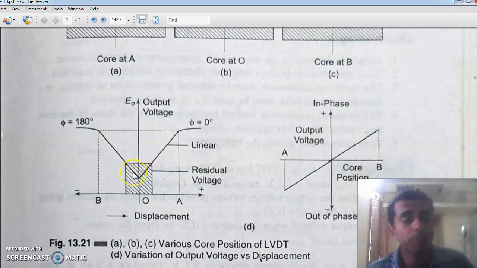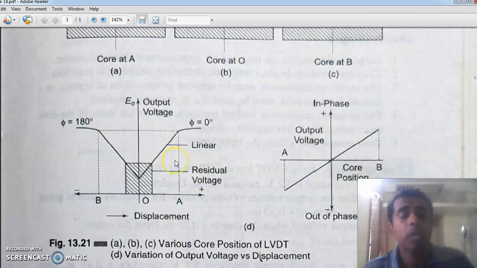And when we move the arm from left to right, there will be more flux linkages with S2 than S1, so that the voltage E0 becomes more and more negative, increasing linearly in the negative direction. The linear increase in the negative direction goes till the furthermost rightmost point B, after that the non-linearity creeps in. So you can see that it is linear in both the negative as well as positive direction, only up to a certain point, say A and B here.